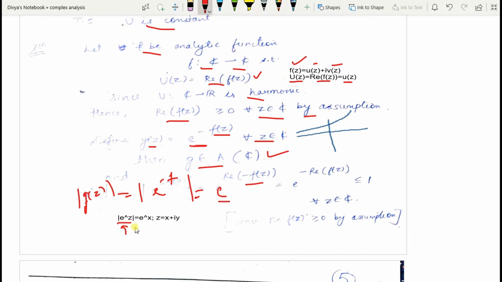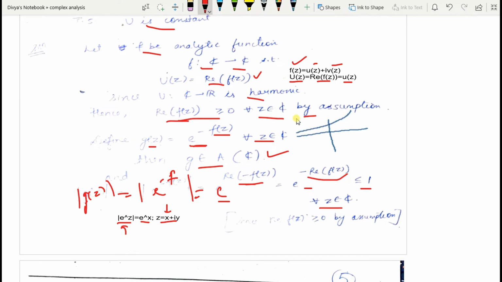If we have the exponential function e to the power z, and we are finding its modulus, then that is nothing but e to the power x, where z was x plus iy, that means the real part of that component. Similarly, the modulus of e to the power minus f would be equal to e to the power minus real part of f(z), and that would be less than or equal to 1 for all z in C, because here we were assuming real part of f(z) is greater than or equal to 0, right.